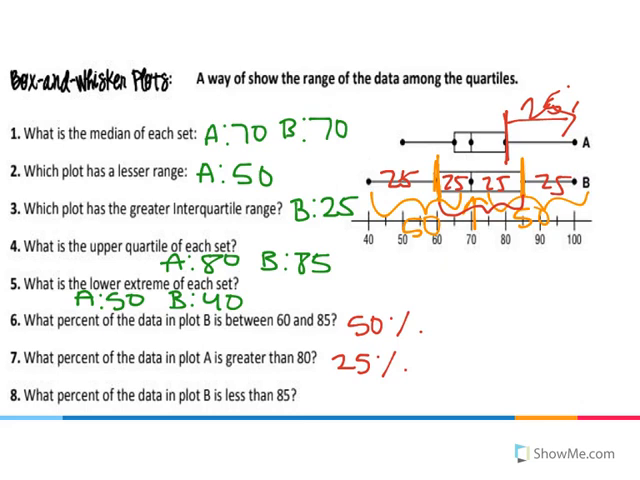Now, what percent of the data in plot B is less than 85? So again, let me change the color so we can see it. So I have 85 here. We're trying to figure out what data is less. So I'm just going to add up 25, 25, 25. We get 75%.